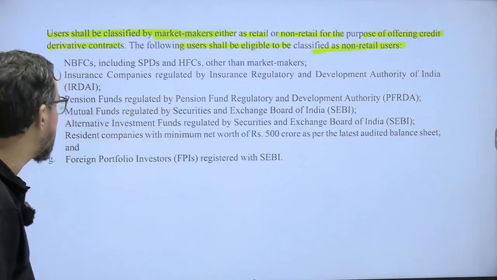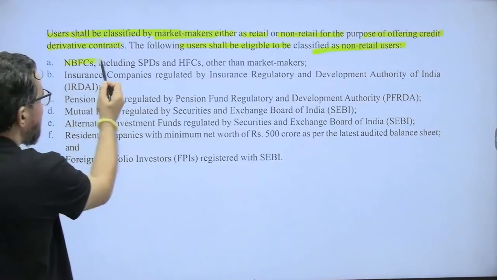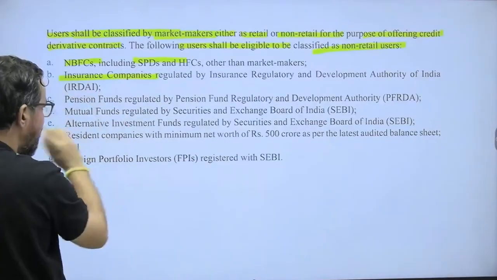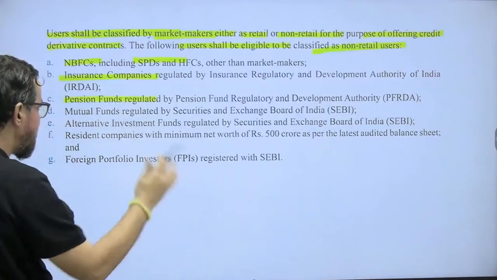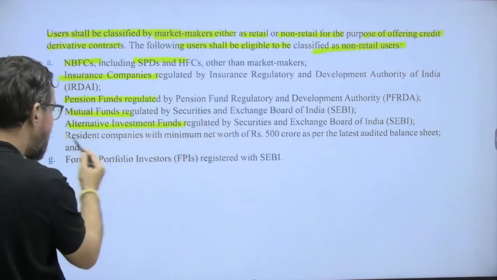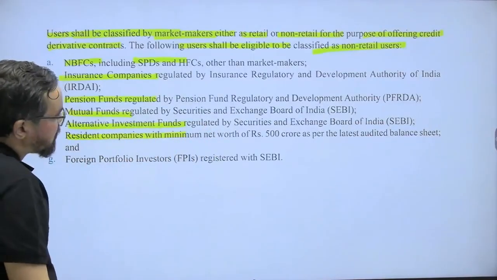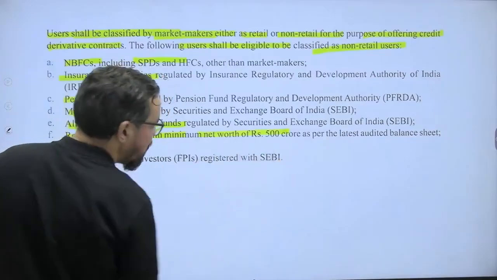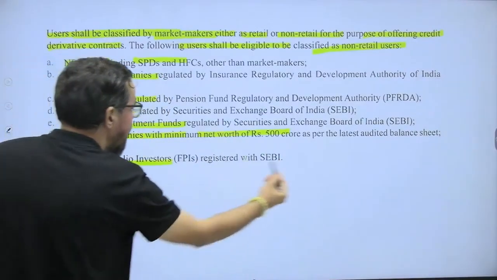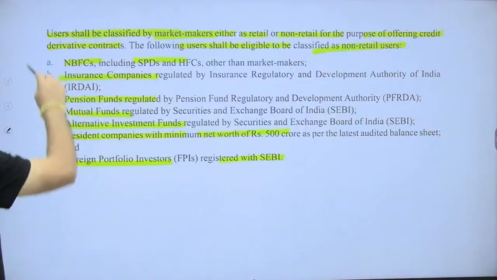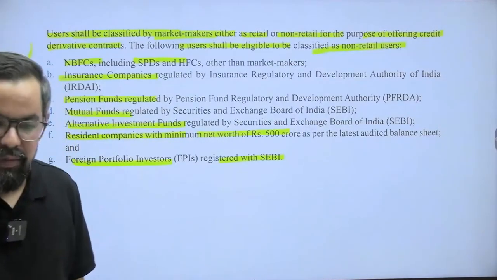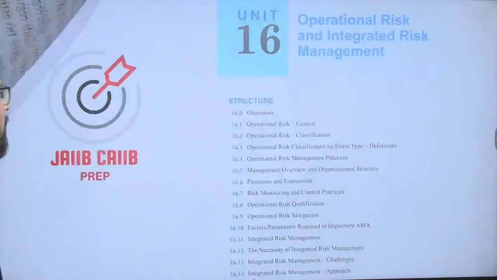These all are the non-retail users: NBFCs, insurance companies registered under IRDA, pension companies under PFRDA, mutual funds under SEBI, alternative investment funds under SEBI, resident companies with minimum net worth of 500 crores with their balance sheet, and foreign FPIs registered with SEBI. So these are the non-retail users. Apart from this, all are generally categorized as retail users.